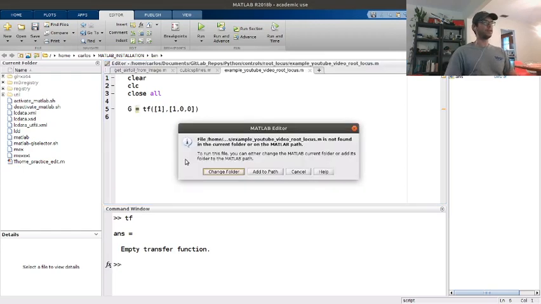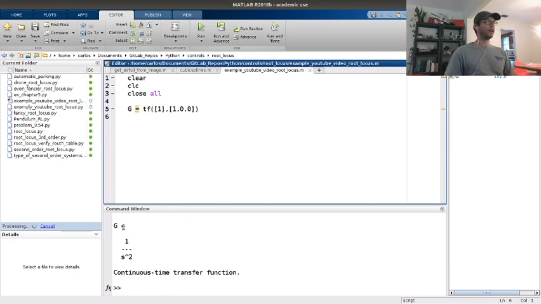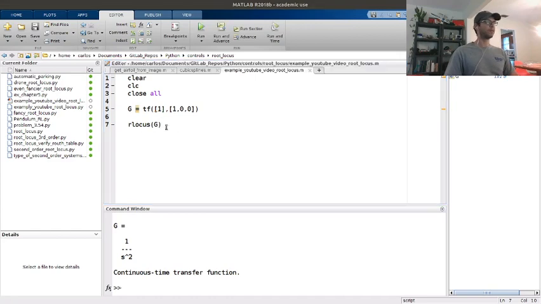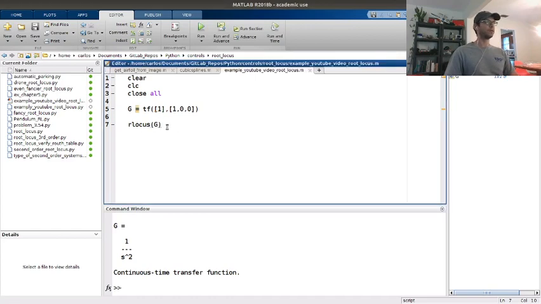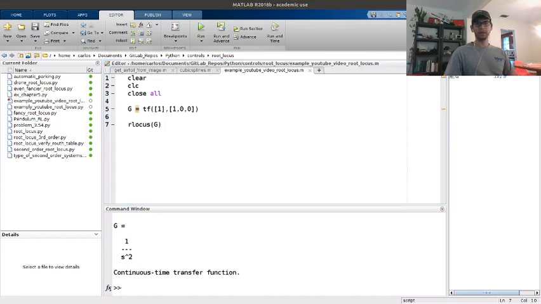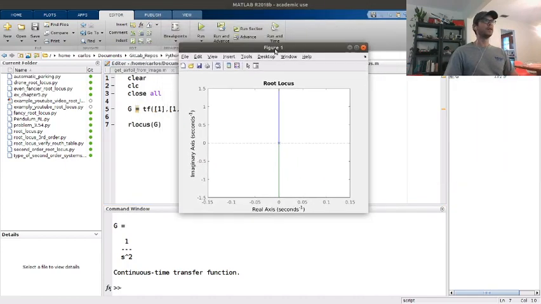So I'm going to make g. So there's my g, it's just 1 over s squared. And then in order to make a root locus, all you need to do is just type in rlocus g. And what will pop up, if we wait, my computer is, there we go. Ah, it popped up over here. So I've got to bring it, there you go. So here's my root locus.